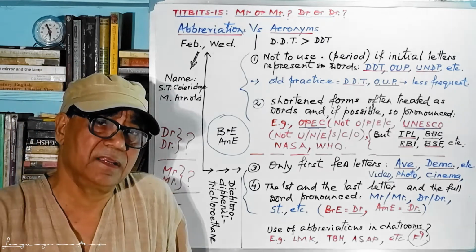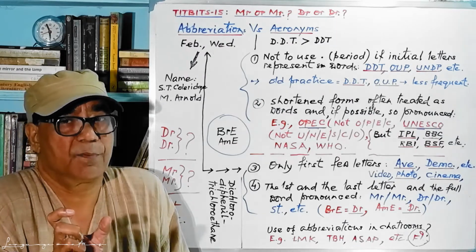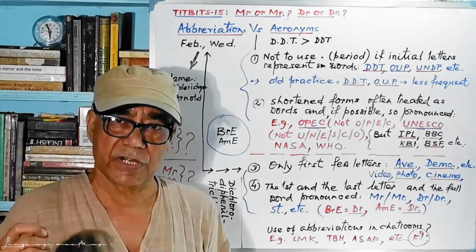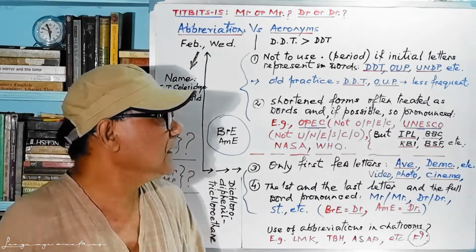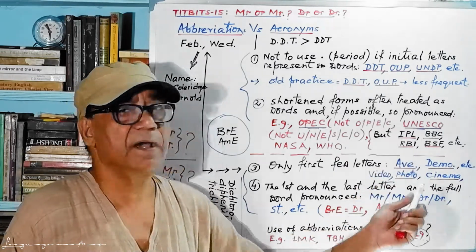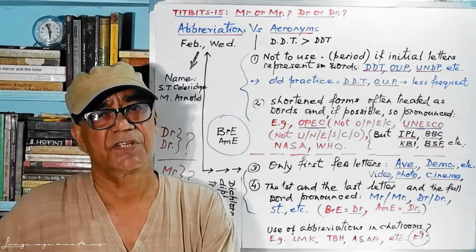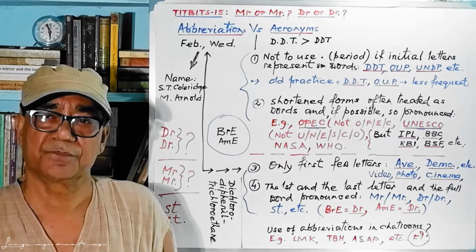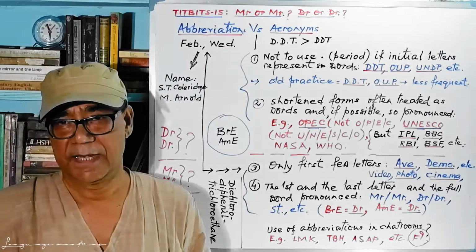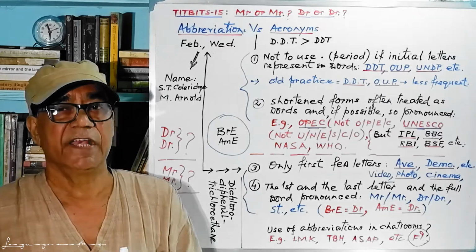And there are many acronyms that cannot be shortened while pronouncing them. Like IPL, Indian Premier League. We always write IPL, we pronounce I-P-L. Then BBC, British Broadcasting Corporation. Then RBI, Reserve Bank of India. Then BSF, Border Security Force, etc., etc. Thousands of them are there. So this is all about acronyms. In a nutshell, acronym is a shortened form of many words defining something.